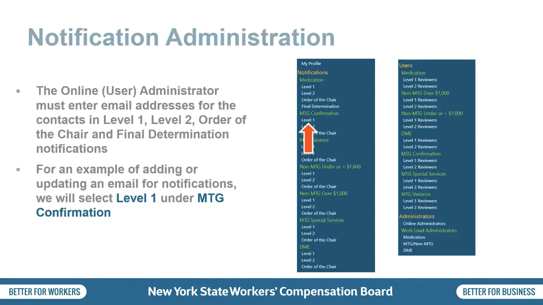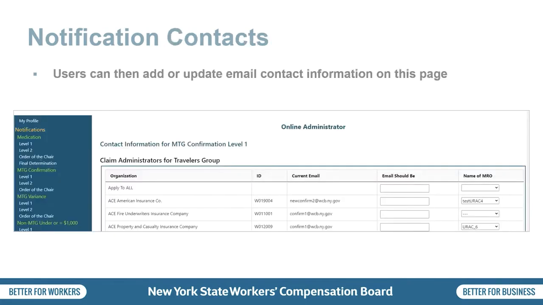Let's review the administration process for assigning notification contacts. Online user administrators must enter email addresses for the contacts in Level 1, Level 2, Order of the Chair, and Final Determination notifications. To show a quick example, let's select Level 1 under MTG Confirmation. Once selected, it will show a list of organizations assigned for MTG Confirmation Level 1 notifications. On this page, you can update the current email to a new email or add new contact information for MTG Confirmation Level 1.